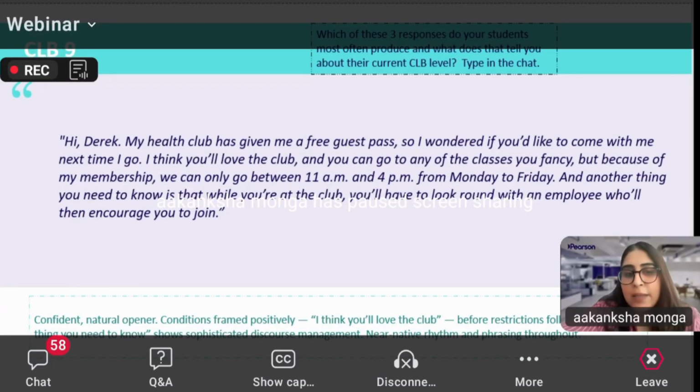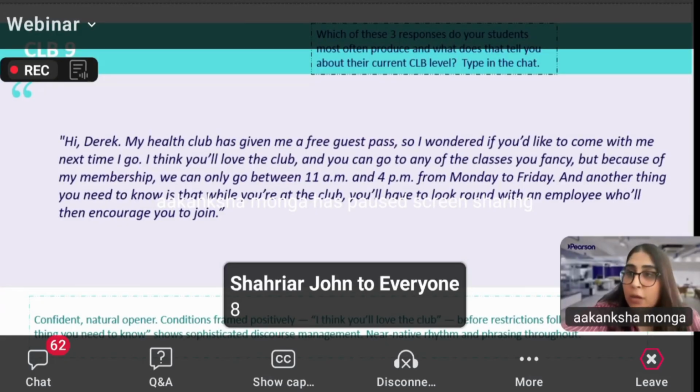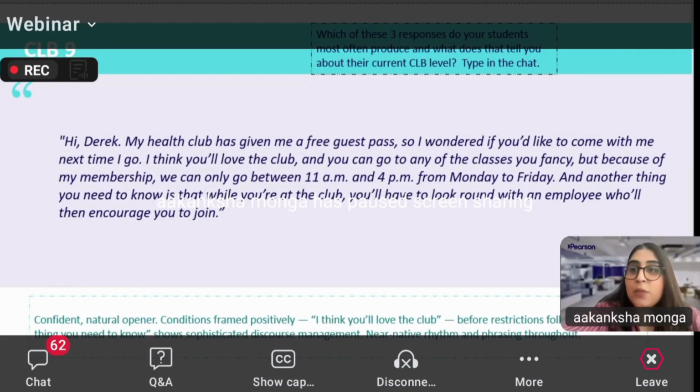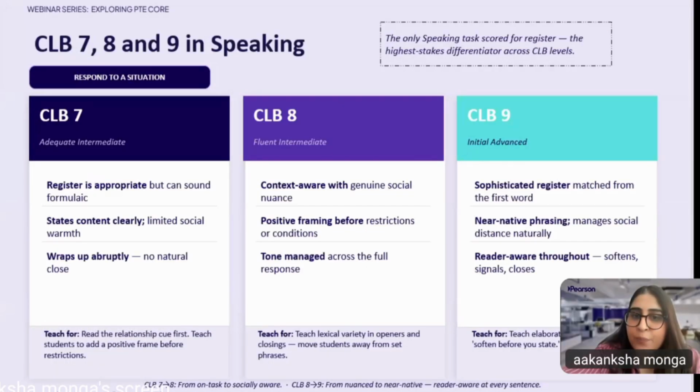What that tells us, and what that tells you more importantly, is that the response might be correct, it might also cover the prompt completely. But if it's not completely socially aware, or if it doesn't sound as natural as it could be, the points will be stuck at a certain level. So now, what you can do is effectively name this problem that your students might be having.